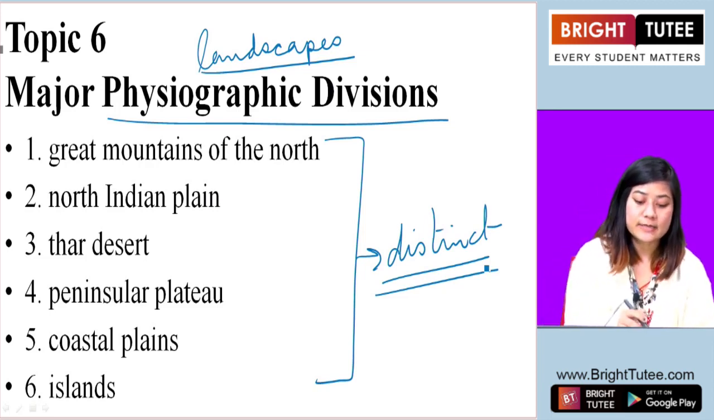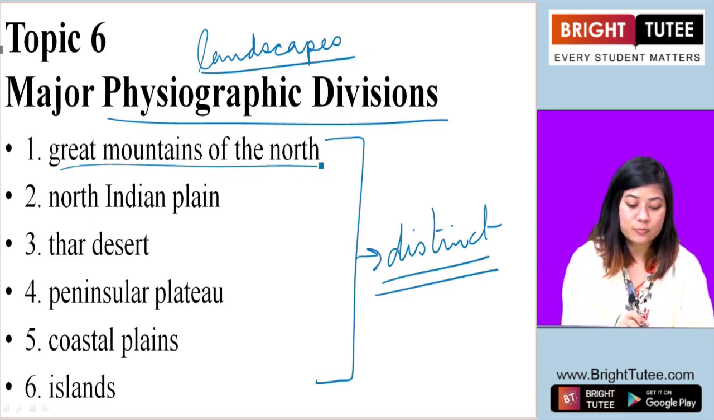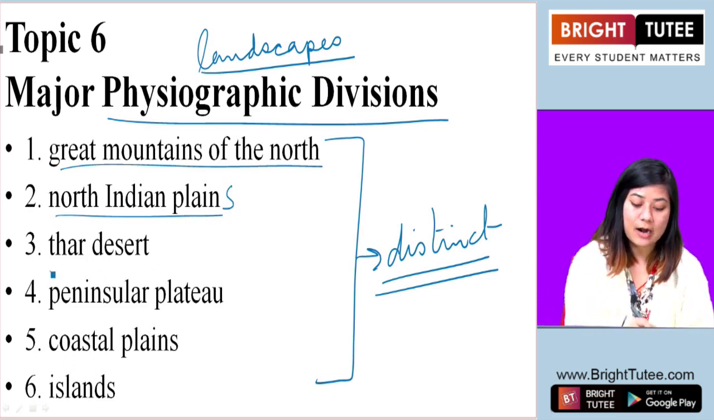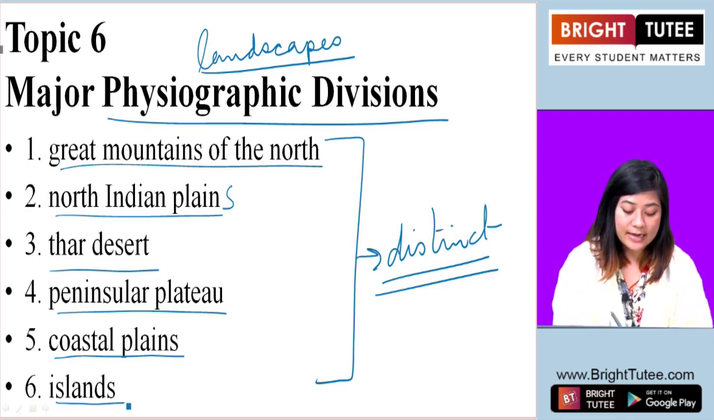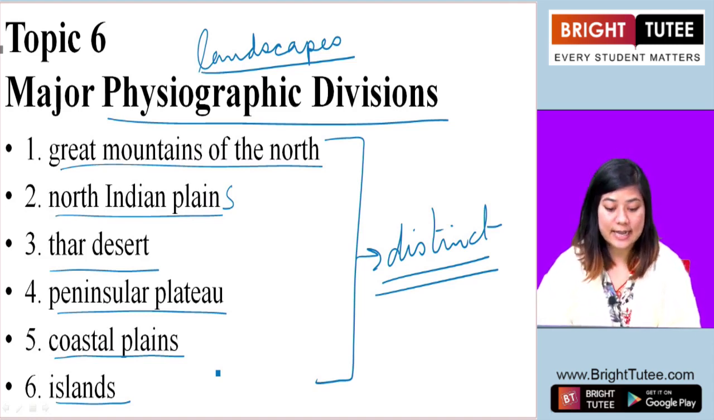The first one is the Great Mountains of the North. The second one, North Indian Plains. The third one, Thar Desert. The fourth one, Peninsular Plateau. The fifth, Coastal Plains. And last, the sixth, Islands. So these are the 6 major features of the Indian landscapes.